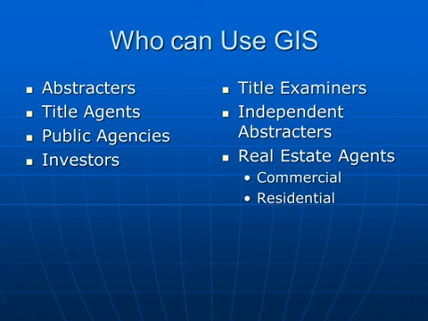And who can use GIS? Well, on the phone call this morning, we had a lot of different types of users. We had title examiners and abstractors and title agents. Also, a lot of independent abstractors were on the line. Also, we had different public entities like the Texas Highway Department and some other folks, and some investors, and also real estate agents that provide both commercial and residential services.